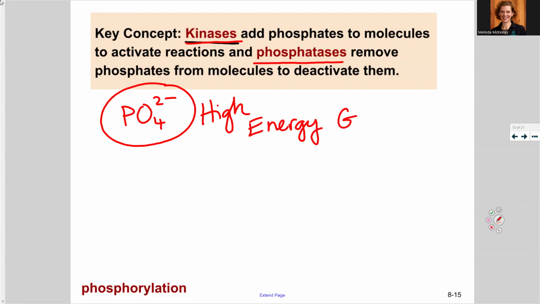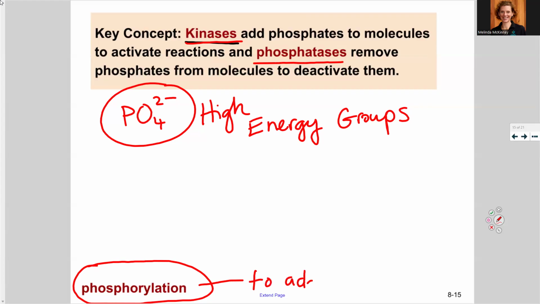groups, right? So when you add a phosphate functional group to a molecule, it basically energizes it and allows it to bring energy to a reaction. It can sometimes power a reaction. In general, phosphorylation, so just down here at the bottom. So phosphorylation, if you remember, is just to add a phosphate group.